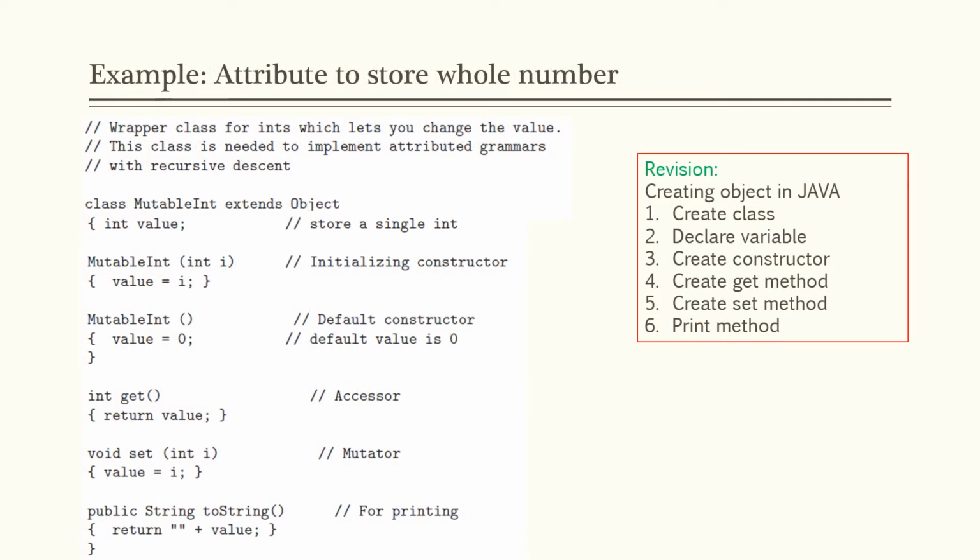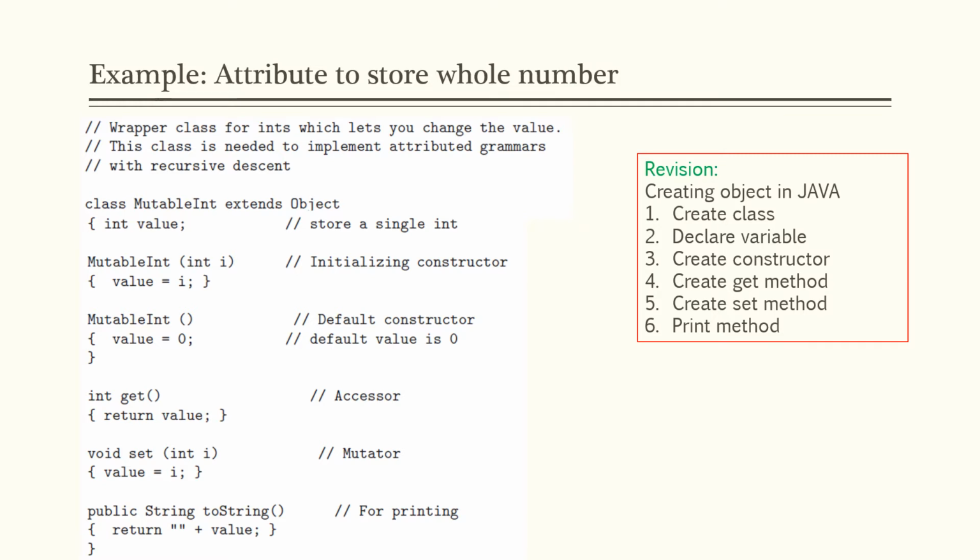Okay, so this is the example. Let's say I create an attribute to store a whole number. So when I want to store a whole number, I create an object of that number, so I can reuse it. So how to create an object?